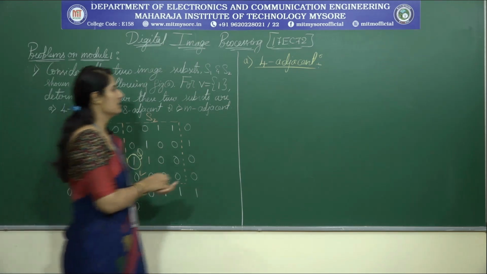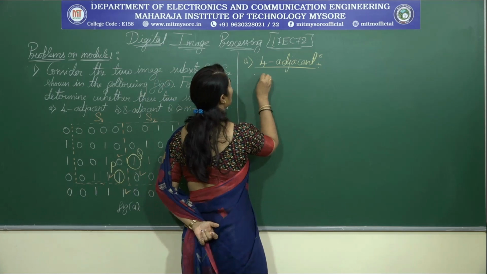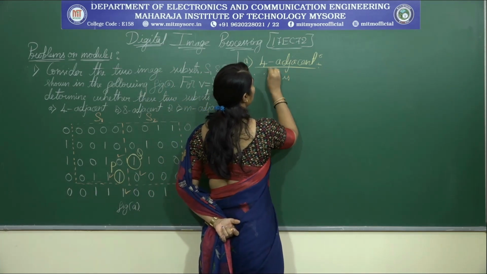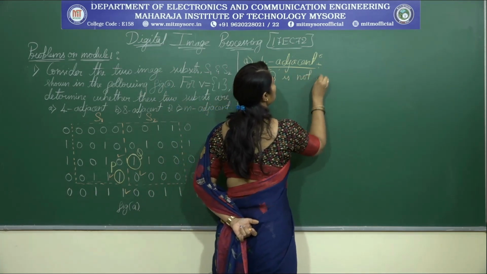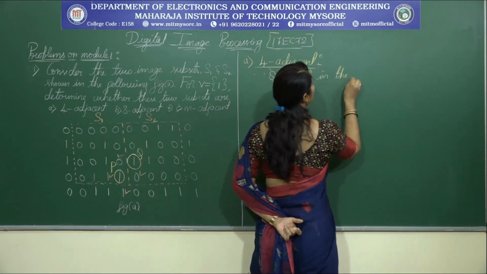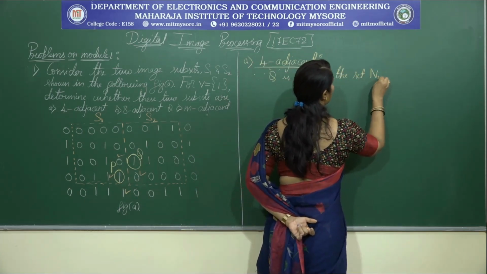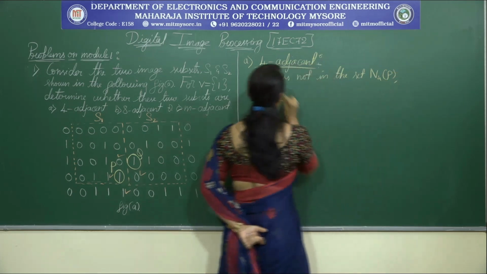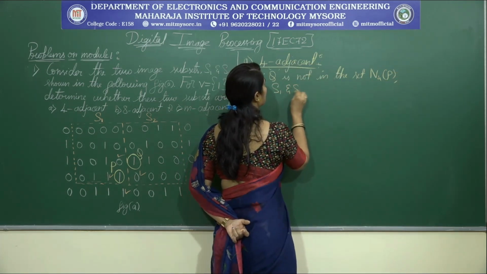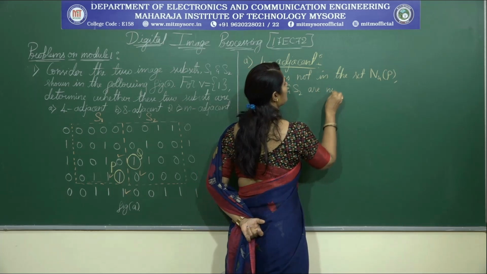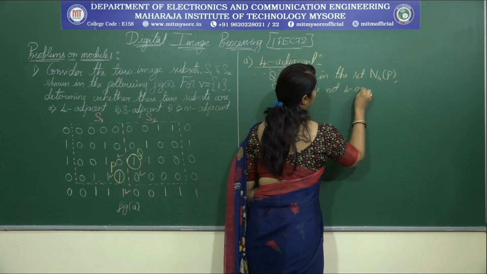Since Q is not in the set N4 of P, S1 and S2 are not 4 adjacent.